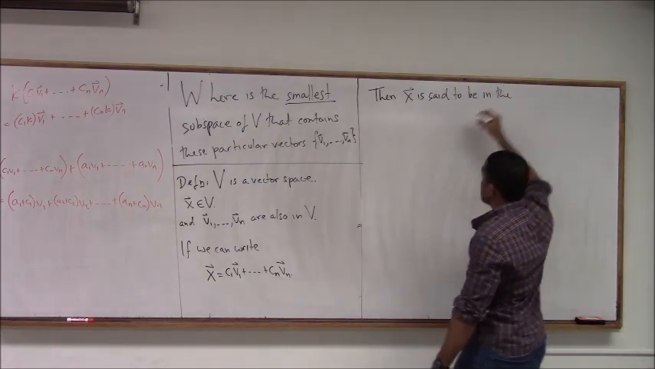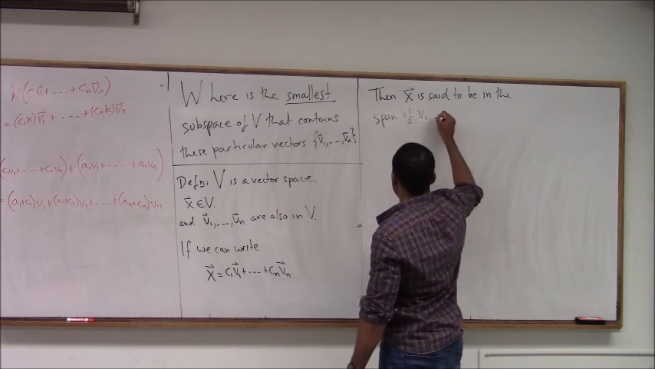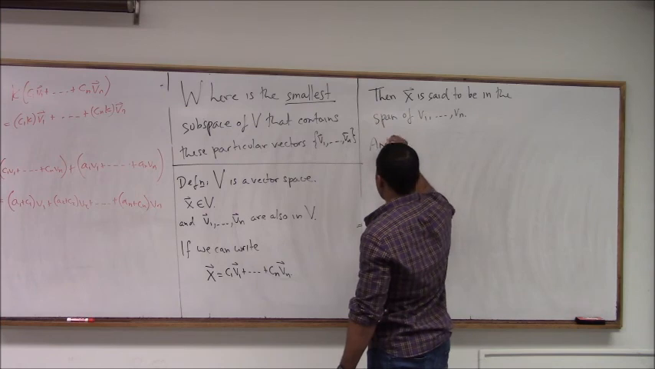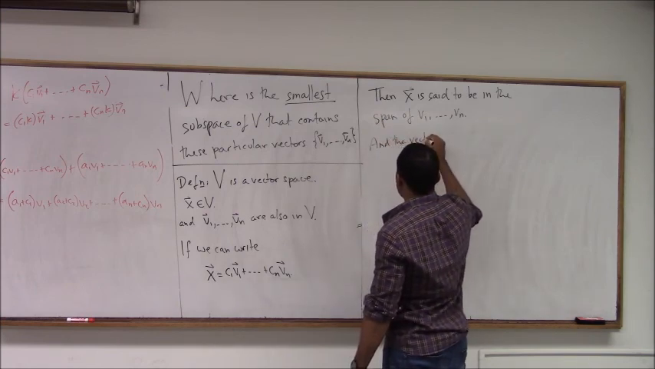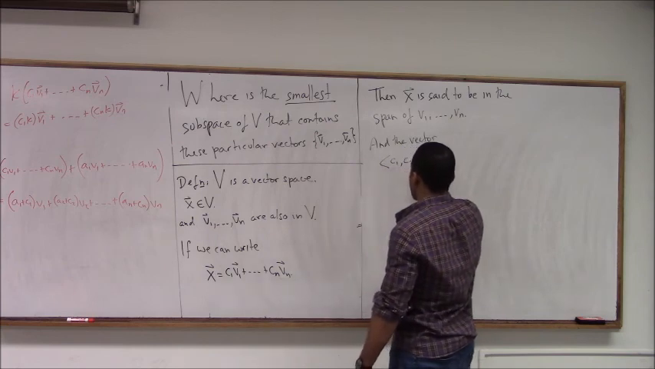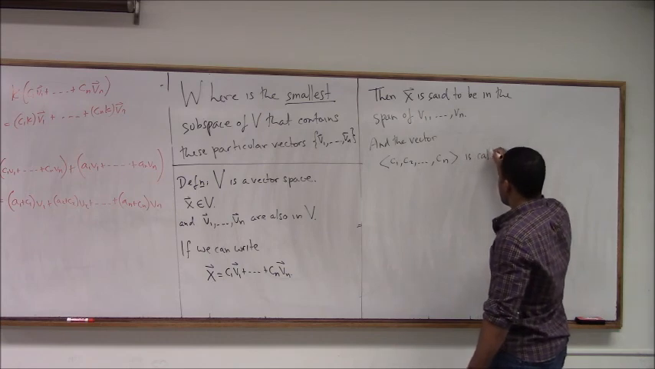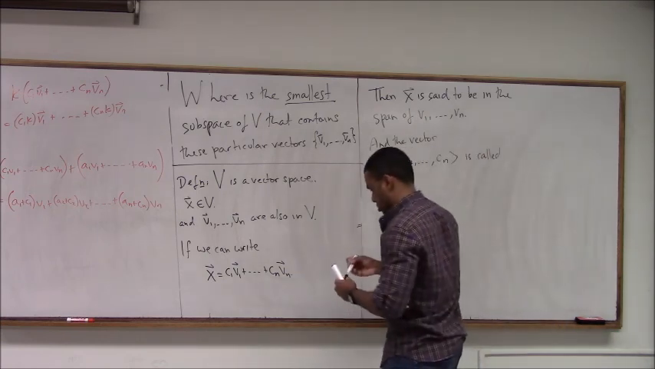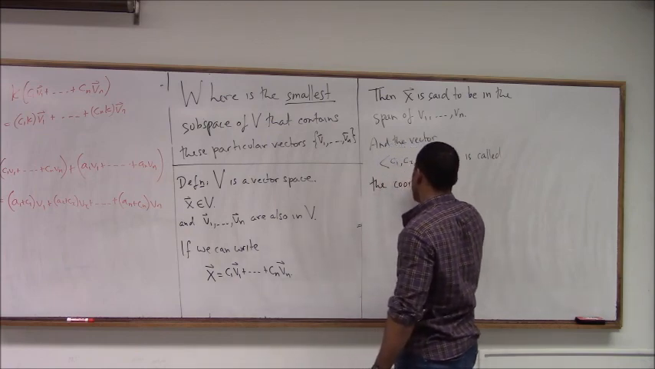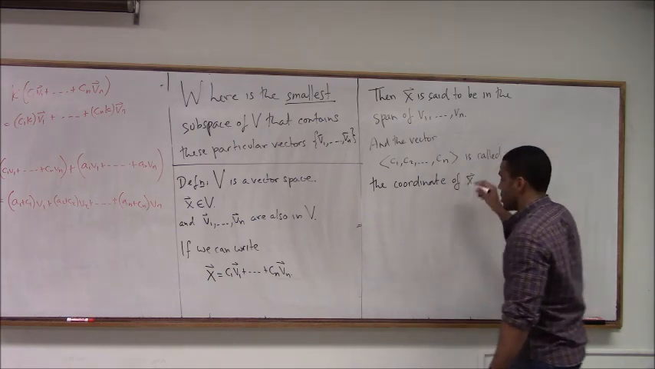Then x is said to be in the span of v1 through vn, and if I look at the vector of coefficients, this is called the coordinates of x.